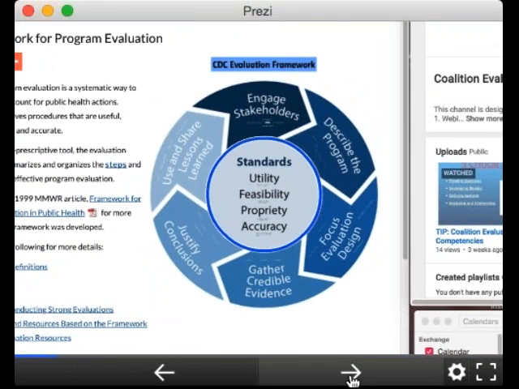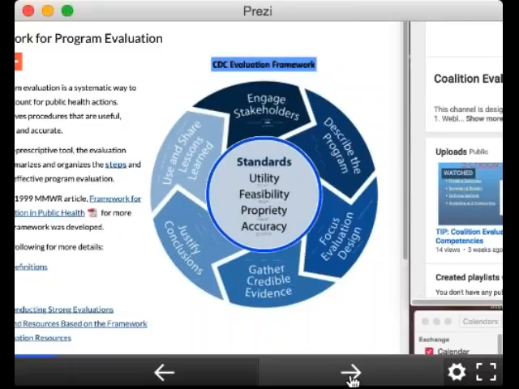There's the CDC framework. If you do a Google search for CDC Evaluation Framework, this is the page that will bring you to. A couple of things I wanted to point out about what you're looking at right now. First, the page will not be identical to what you see now. What I did is I kind of froze this image and provided some learning tools on this page for us to go through during this presentation.